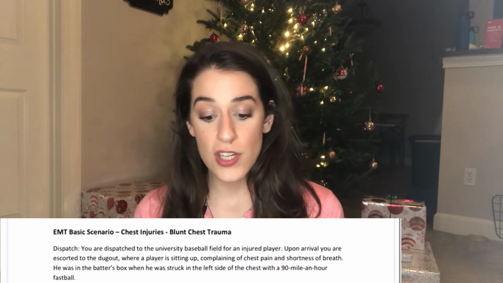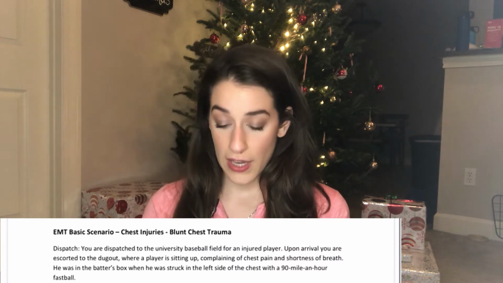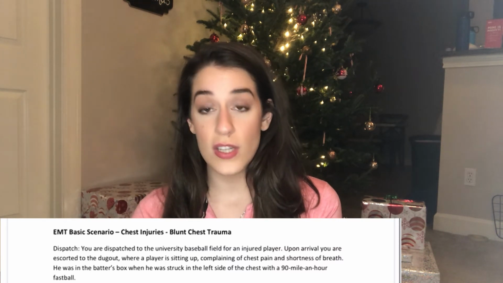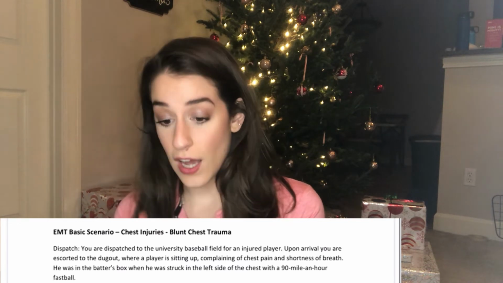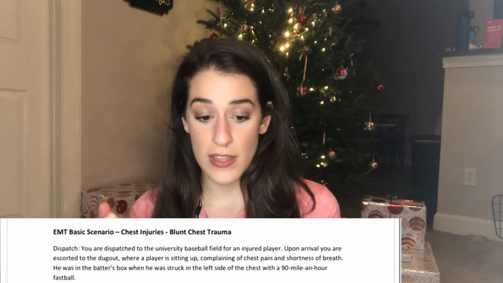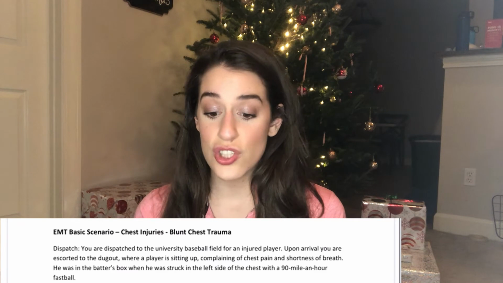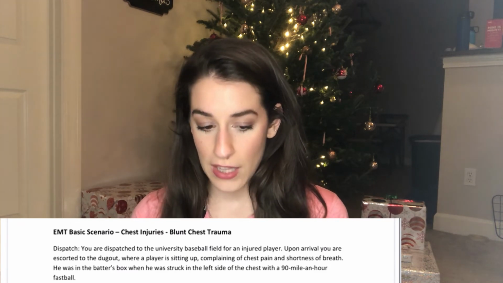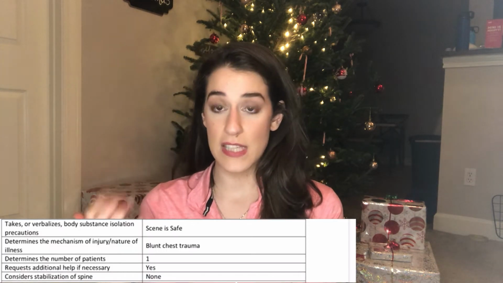You would write down all of your acronyms, and then they'd say you are dispatched to the university baseball field for an injured player. Upon arrival, you are escorted to the dugout where a player is sitting up, complaining of chest pain and shortness of breath. He was in the batter's box when he was struck in the left side of the chest with a 90-mile-an-hour fastball. Ouch.